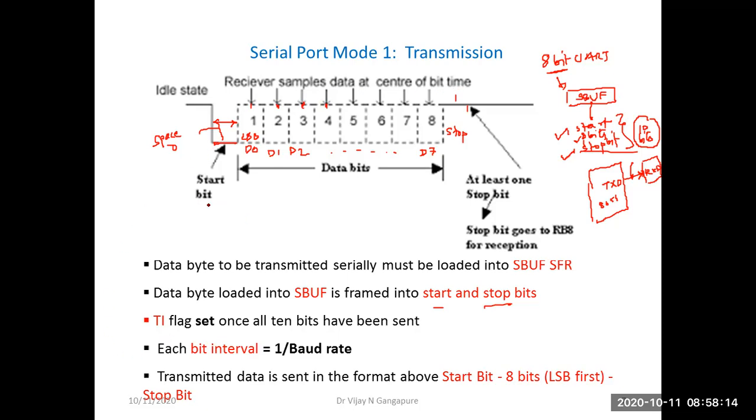After transmission of all these 10 bits, what will happen? The TI, the transmit interrupt flag bit, gets set once all 10 bits have been sent. Each bit interval, that is this period, will be equal to 1 divided by the baud rate. For example, if we have set a baud rate of 2400 bps, that is 2400 hertz, then 1 divided by 2400 seconds is the time required to transmit 1 bit of data. So transmitted data is sent in the format above: start bit, 8 bits with LSB first, and then stop bit. This will happen during transmission in mode 1, that is 8-bit UART mode.